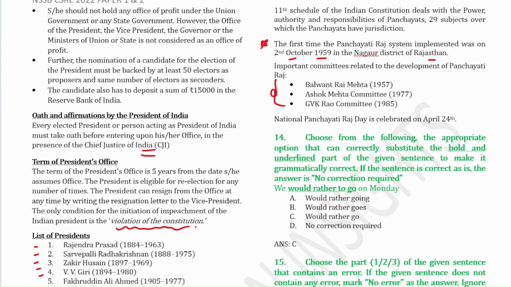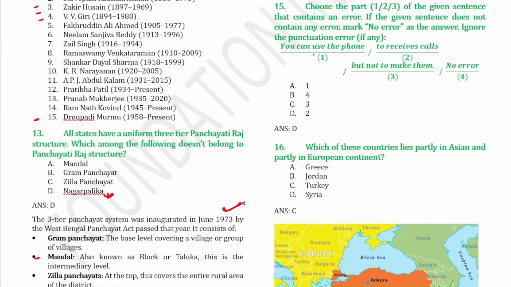Question number 14. We would rather to go on Monday. So the correct sentence will be we would rather go. So option number C. Question number 15. We have to find if there is any error or no error. Here option number 2, that is to receive calls, this is not correct. This sentence is not correct. That's why your answer will be 2. You have to be careful. You shouldn't mark option number B because it's 2. You have to see which option has option number 2. So that is D. So your correct answer should be D.